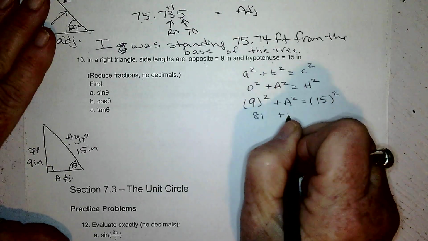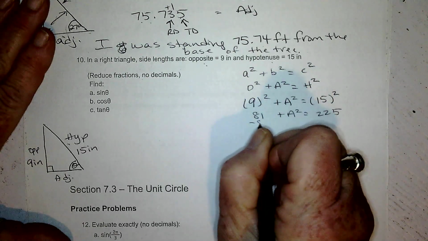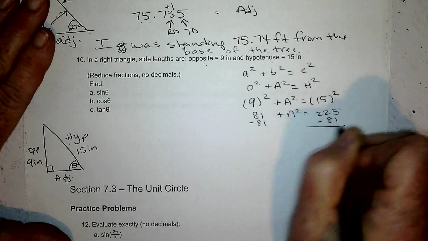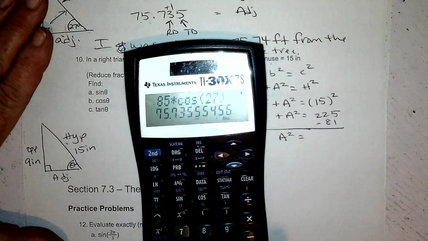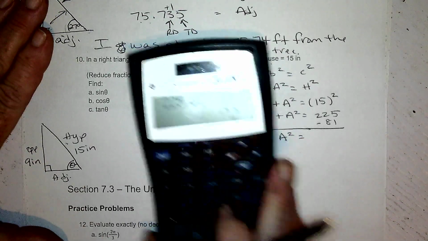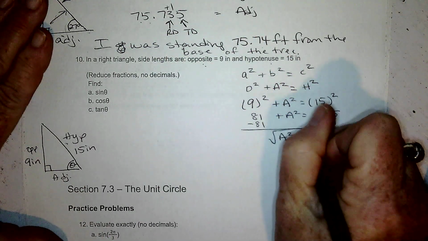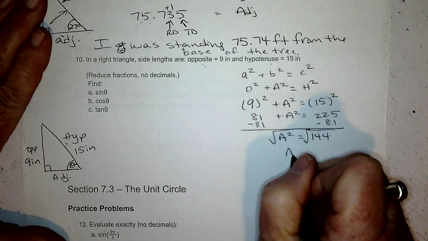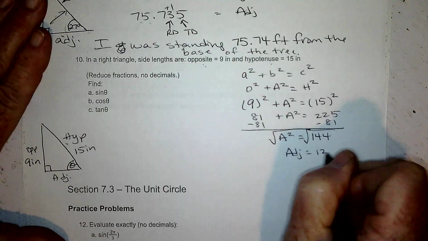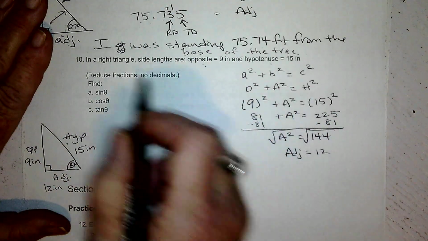9 squared is 81. 15 squared is 225. Subtract 81 from both sides. We get A squared is equal to 144. Fantastic. Take the square root of both sides. Normally we would put plus or minus here, but you can't measure distance in negative, so we're just going to leave it as the adjacent side is equal to 12. So 12 inches.